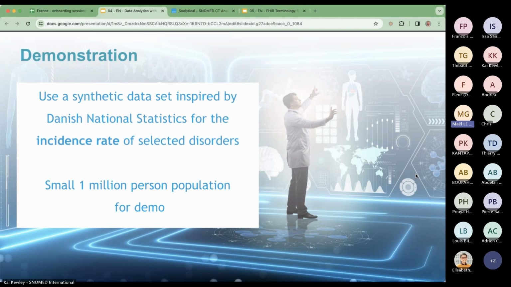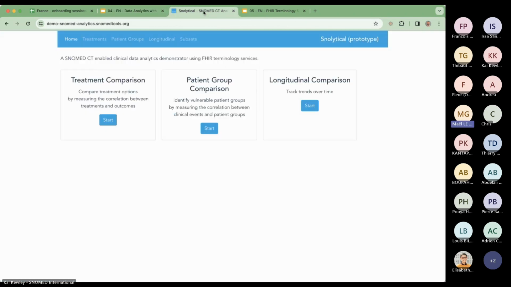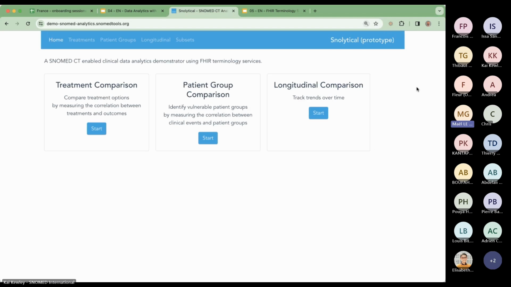Okay, so we're going to have a demonstration of how we can measure the incidence rates of various disorders on a synthetic data set. We've generated a small population of around 1 million people, and the prevalence rates of disorders are based on the national statistics from Denmark, which have been published over a series of years. So I'm going to switch now to our analytics demonstration tool.